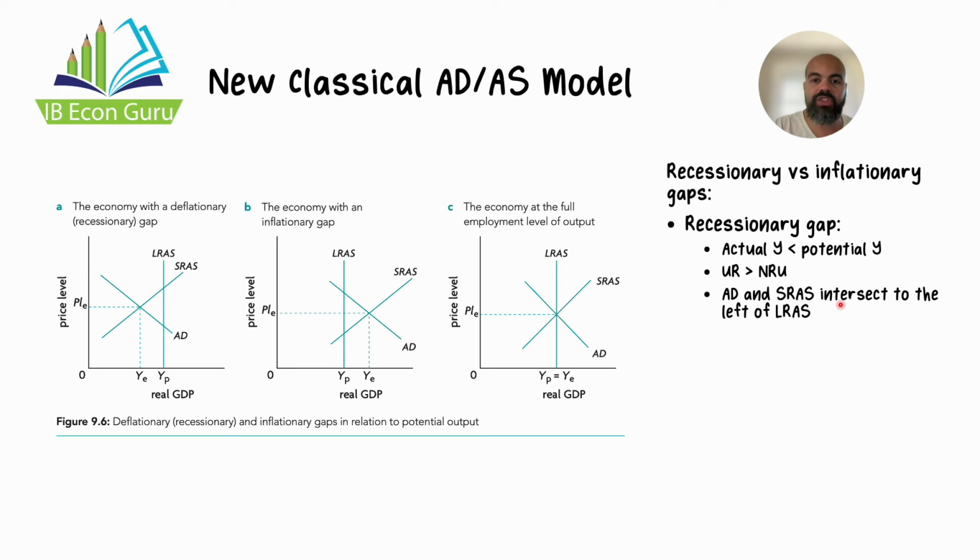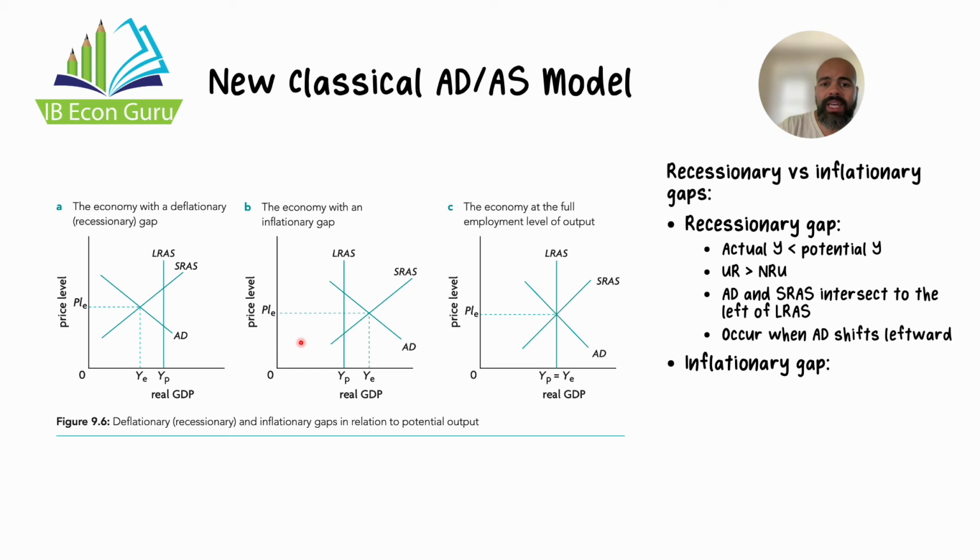AD and SRAS intersect to the left of the LRAS. So you can see here, AD and SRAS, total expenditure and total income, are intersecting below the economy's potential. The economy is producing below its potential output. There's a recessionary or a deflationary gap. That's another name for it. This occurs when AD shifts leftward. Imagine there was an AD curve here, and then it shifted to the left. There was a decrease in AD. So remember, a decrease in AD creates a recessionary gap.